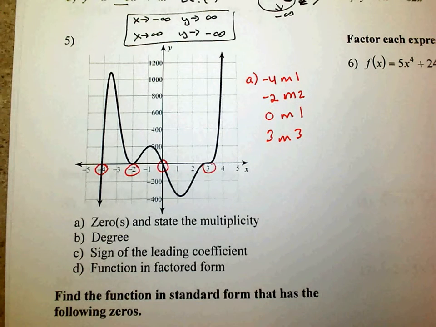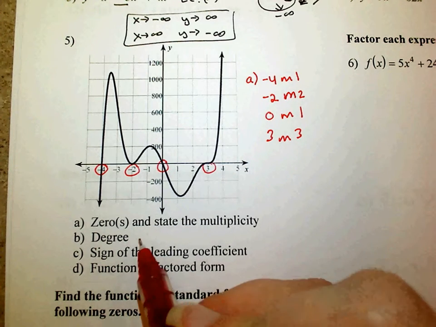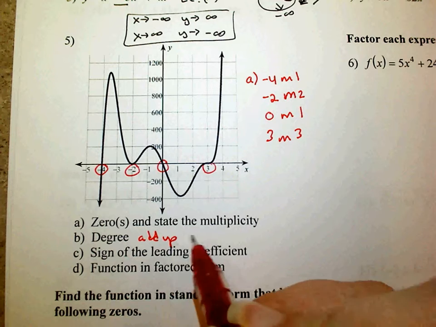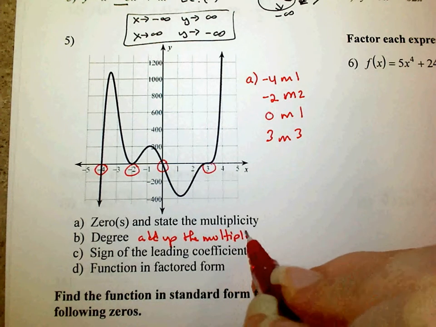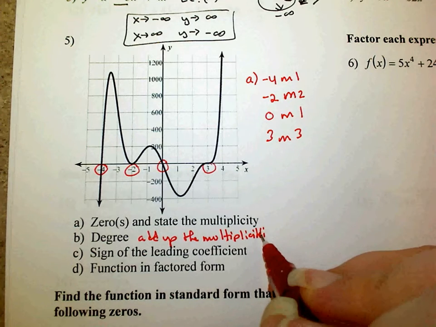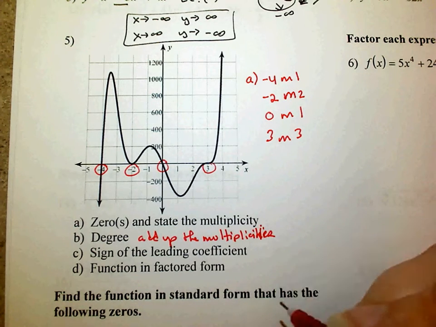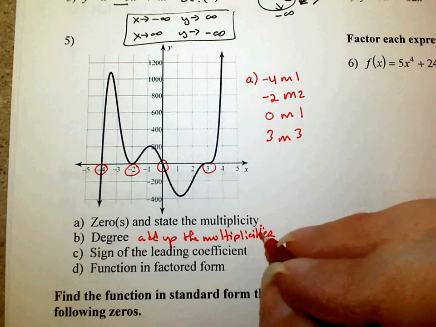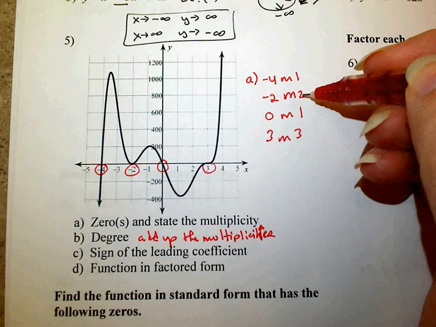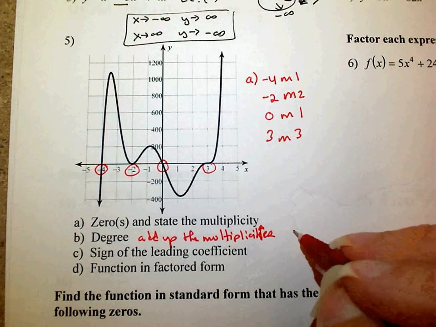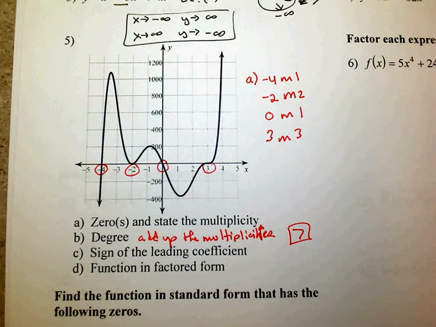Okay, the degree. Add up the multiplicities, because if you multiplied all these out, the highest term would have all of those degrees. So add up all the multiplicities. I'm pretty sure I just butchered the spelling of that, but whatever. Okay. 1, 2, 3, 4 plus 3 is 7. So the degree is 7. That's an odd function, which I knew because they went in opposite directions.